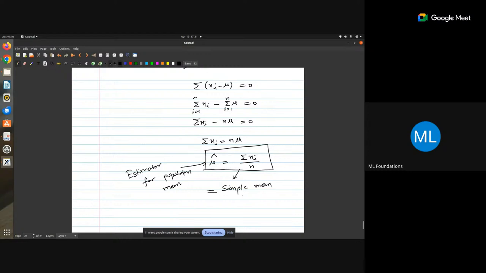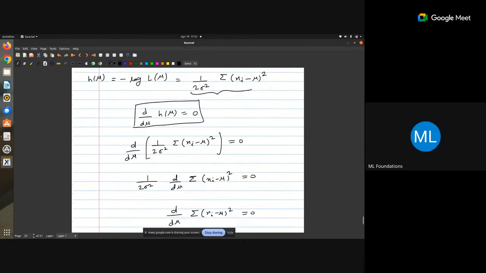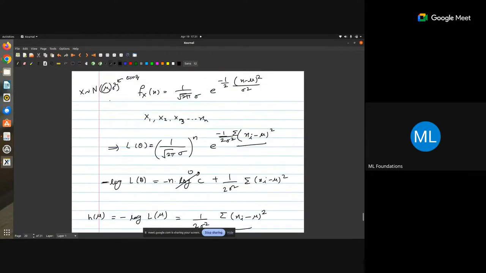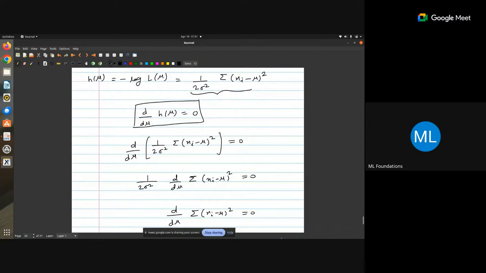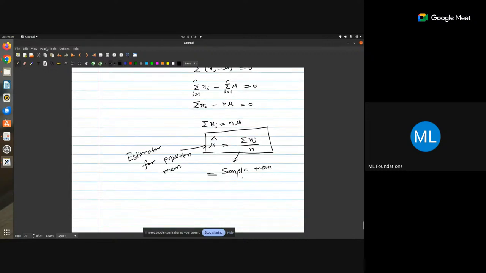Now for sigma, you can find out how to do this. You just treat mu as a constant and sigma as a variable. In this case, what will happen? The likelihood will be the same, and the first part will remain. But when you find the log likelihood, this is not going to be constant, so it is not going to be zero. You can actually remove this root 2 pi. Let me give you the log likelihood, and you can differentiate later on.